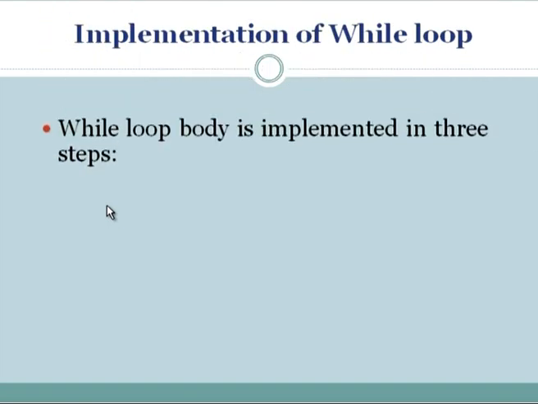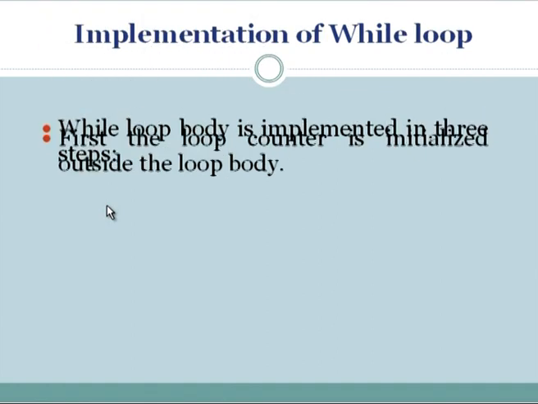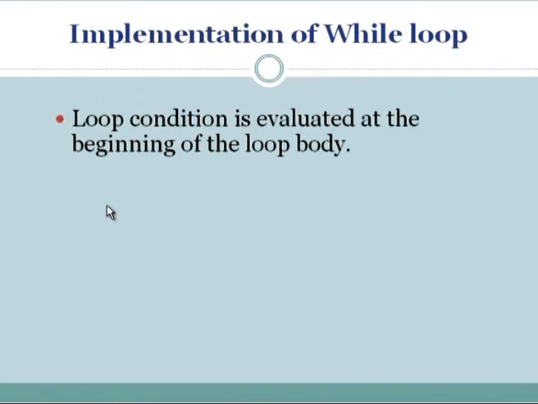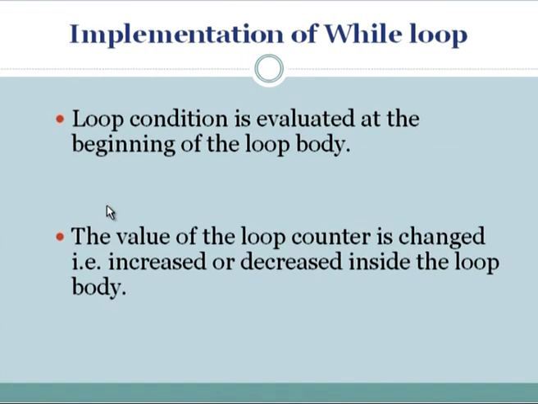Implementation of the while loop. The while loop is implemented in three separate steps. First, the loop counter is initialized outside the loop body. Then the loop condition is evaluated at the beginning of the loop, and the value of the loop counter is changed, that is either increased or decreased or changed in any other manner inside the body of the loop.